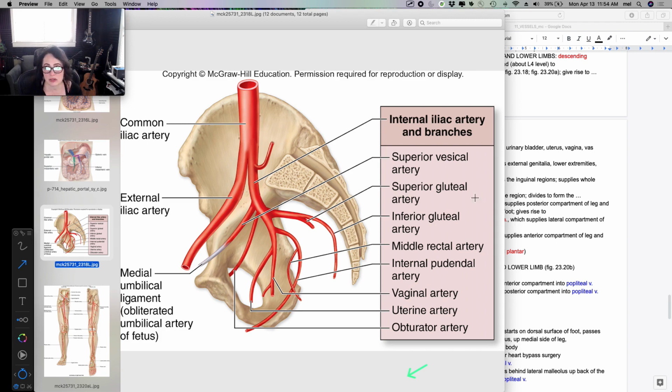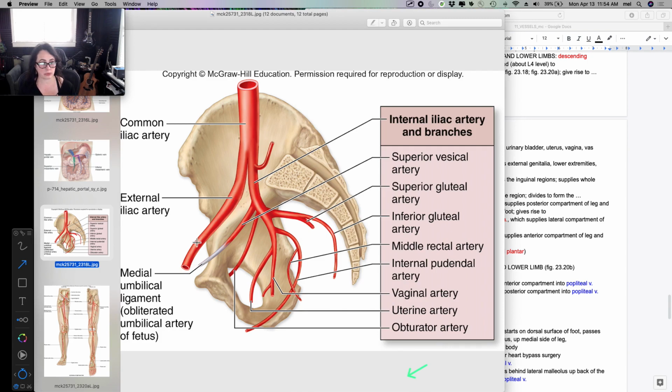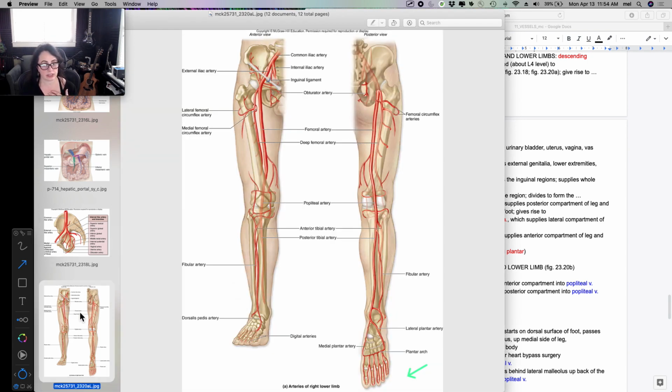Do you see all of these, the gluteals, the rectal, the pudendal, vaginal, uterine, all of those are coming from the internal iliac. You don't have to know the names of those, just know that the internal iliac artery supplies these things. And then the external iliac artery is right here, but that's a weird figure of it, so let's look at it here. This figure I actually like a bit better than the other one.